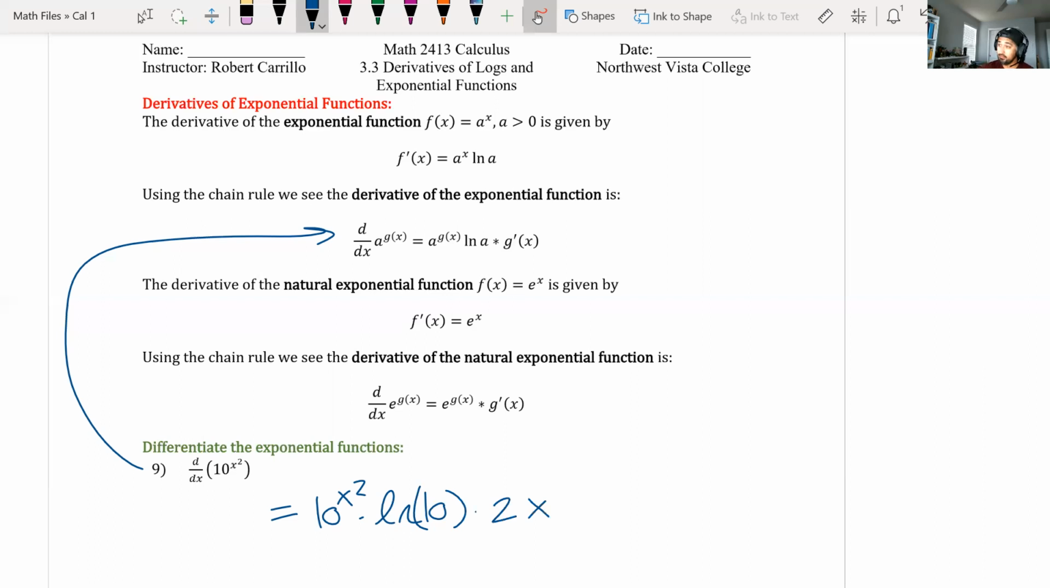So it's the same function times the natural log of that function's base times the derivative of the exponent. And like I said, there's nothing else you can do here. There's no way to make this look pretty. So that's just the answer. That's the ugly answer. It's pretty if you don't have to do any more work.